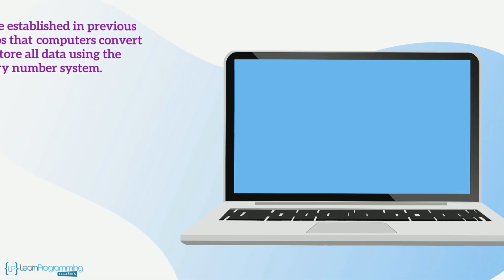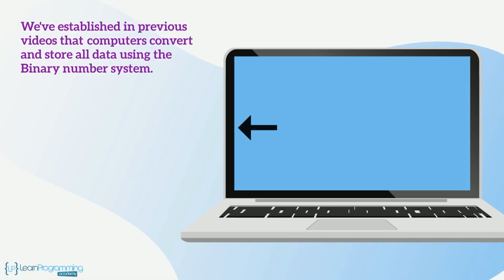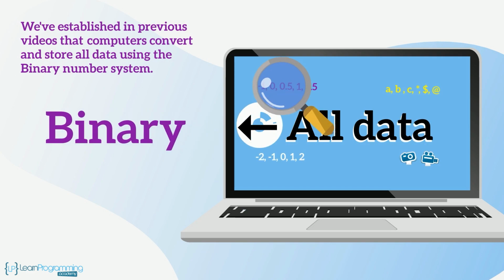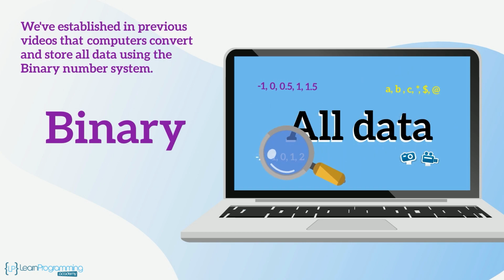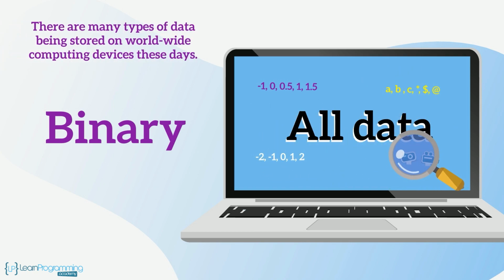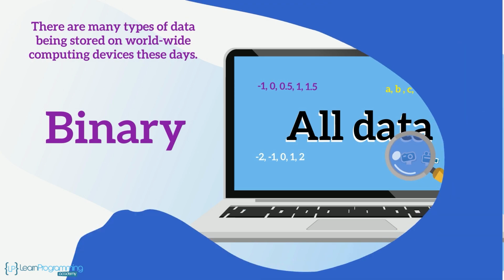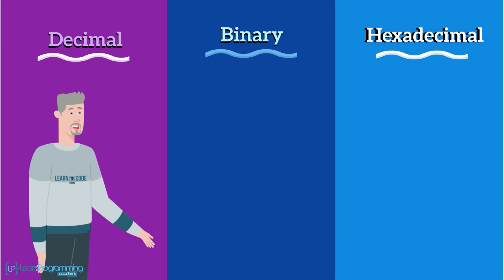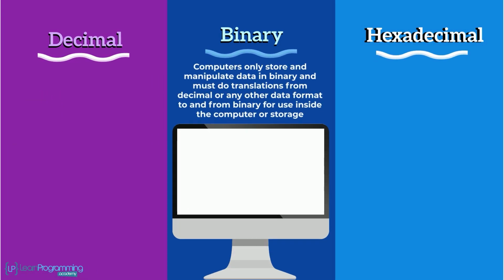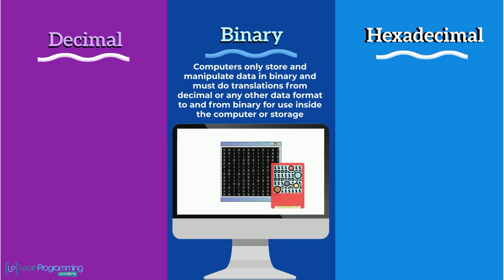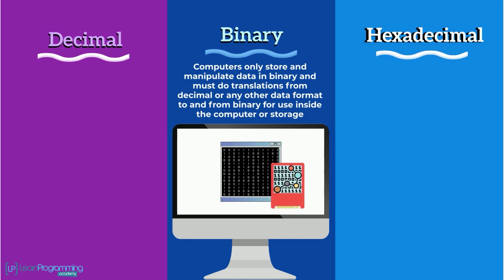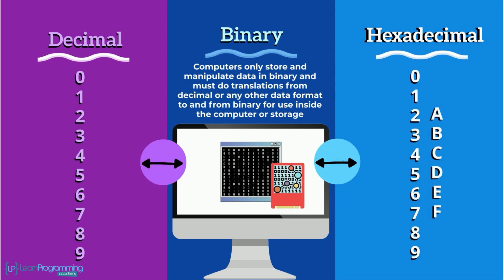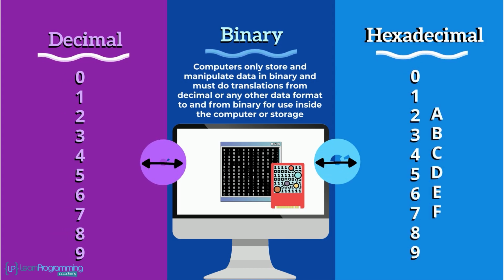But first, we've established in previous videos that computers convert and store all data using the binary number system. So just how does the computer distinguish between these various types of data? There are many types of data being stored on worldwide computing devices these days. Well, the last two videos addressed the topics of decimal, binary, and hexadecimal number systems. Remember, the computer, or any of our computing devices, store and manipulate data only in binary and must do translations from decimal or any other data format to and from binary for use inside the computer or storage anywhere.